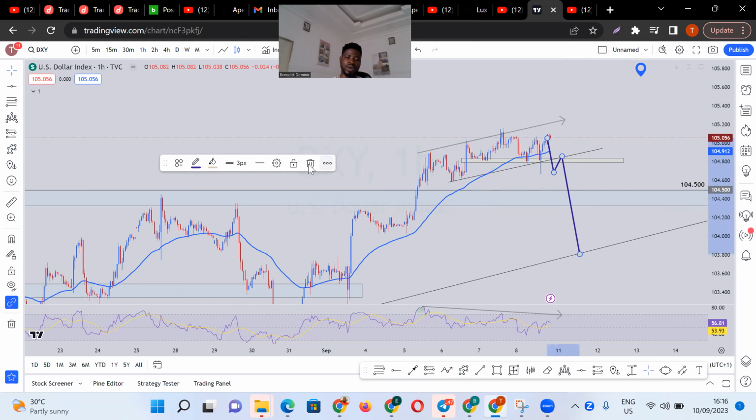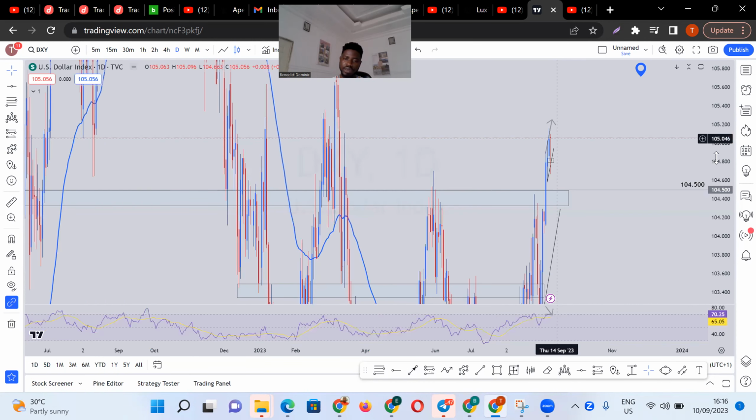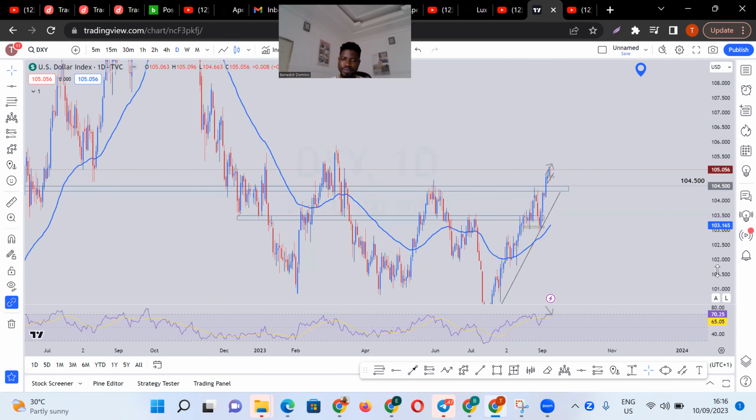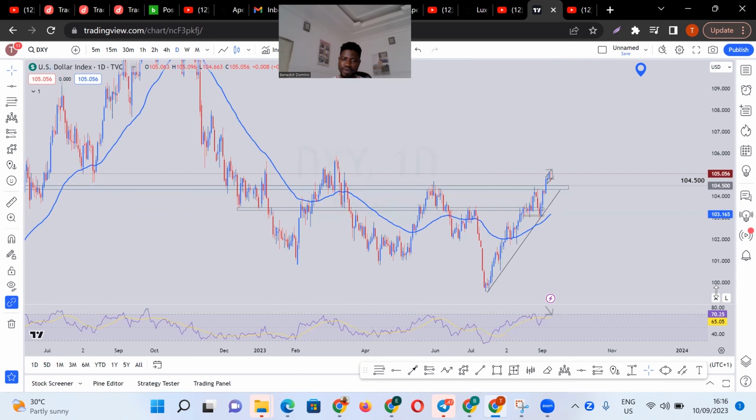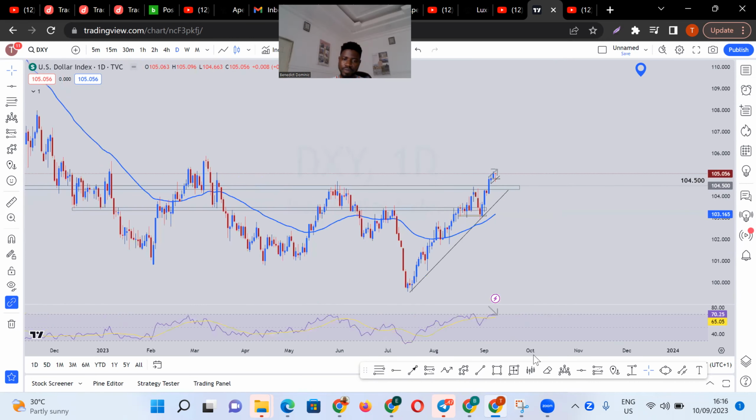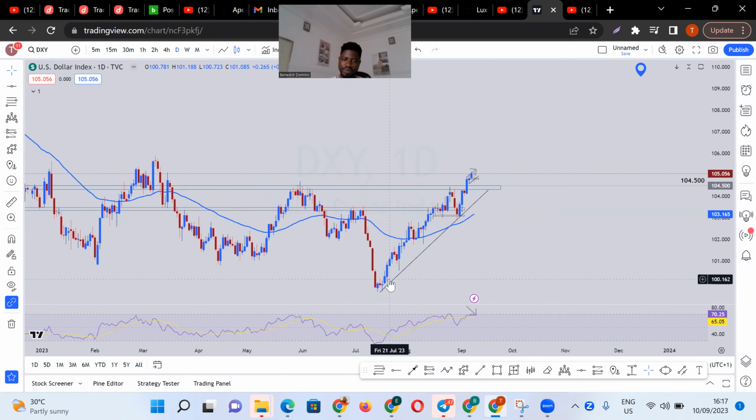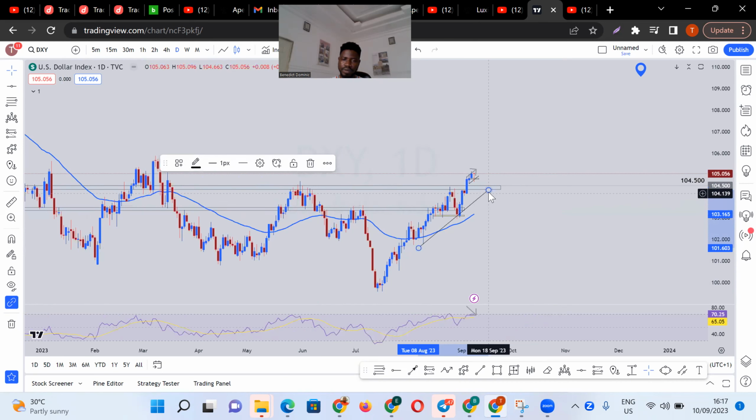I didn't show you why I drew that trend line. Let me check why I drew it. Okay. So this trend line is on the weekly time frame, though it's very far from where I drew it. I can put it here. Yes. Okay, so that is that for DXY.